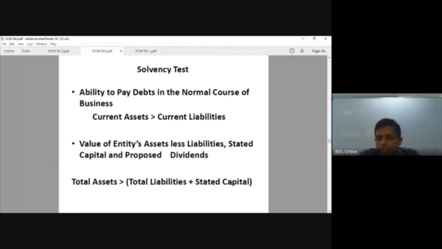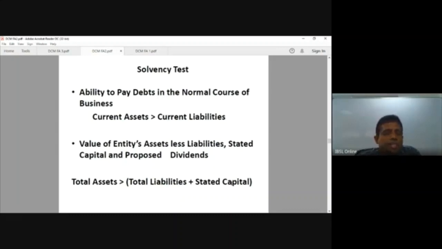There are two things you have to satisfy before the distribution. You should get 2 green lights for these two things, right? If you get 1 green light for point number 1 and for the second point you get a red light, you cannot pass the test, right? In order to pass this particular solvency test, you have to pass these 2 points, right? Number one is your ability to pay debts in the normal course of business.